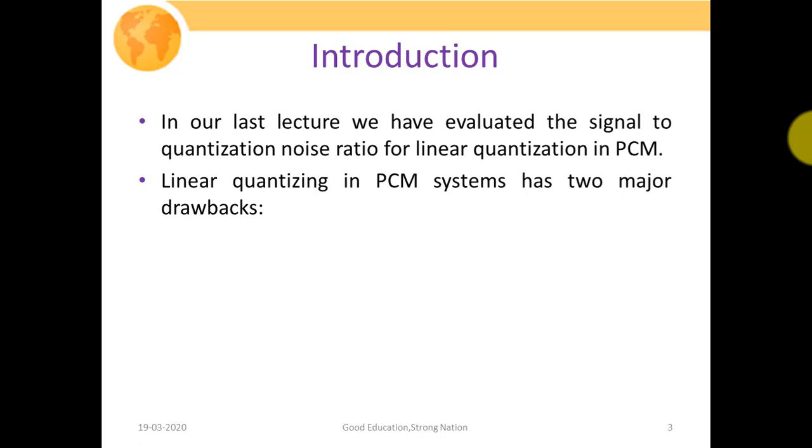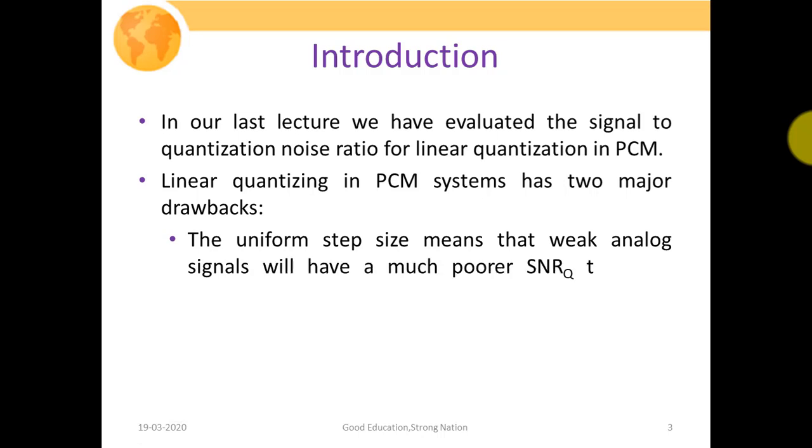So in linear quantization, we have two major drawbacks. What are they? The uniform step size means that the weak analog signal will have a much poorer signal to quantization noise ratio than the strong signals. What I'm trying to say here is if the signal power is low, then the signal to quantization noise value will deteriorate much in comparison to the strong signals, those having high amplitude. As we know, signal to noise ratio is the ratio of signal power to noise power. So obviously, if the strength of our signal is lower, then the signal to noise ratio will be inferior in comparison to when the signal power is higher.